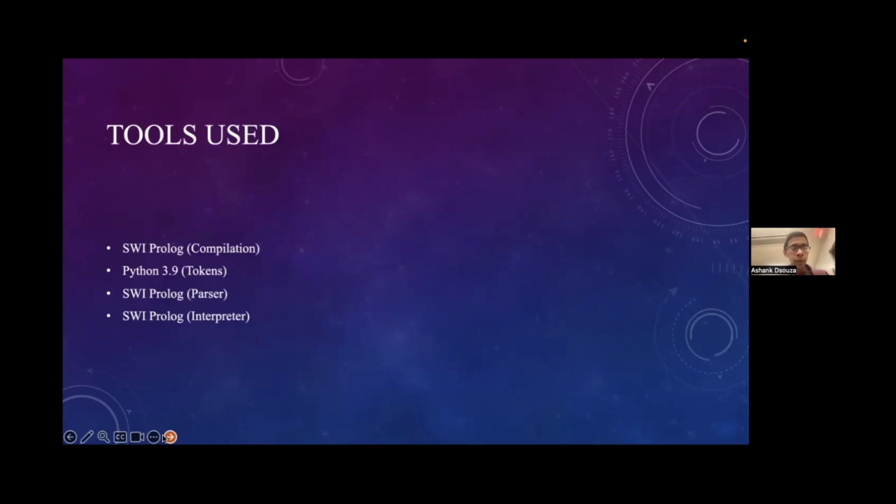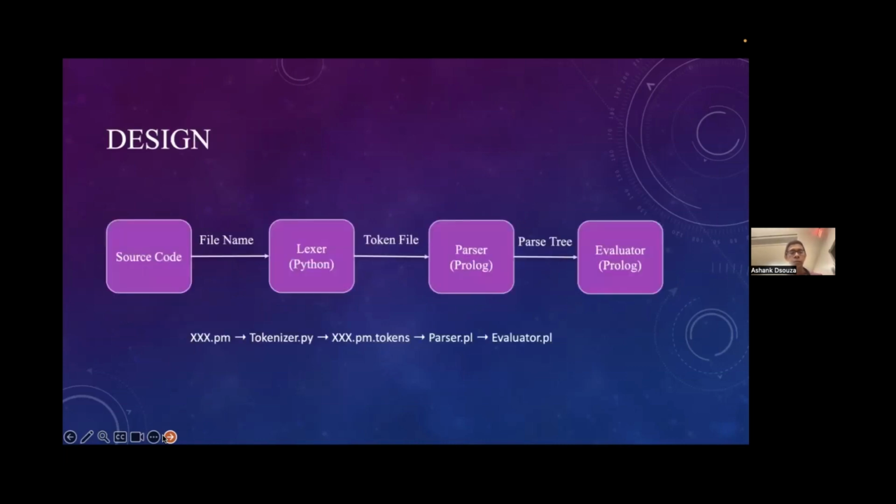For this language, we used SWI-Prolog for the compilation. For the tokenization and the lexical analysis, we have used Python 3, and the parsing step and the evaluator step are both done by Prolog. So we start with the basic file, the .pm file, the file of our Pluto Pass Mercury language.